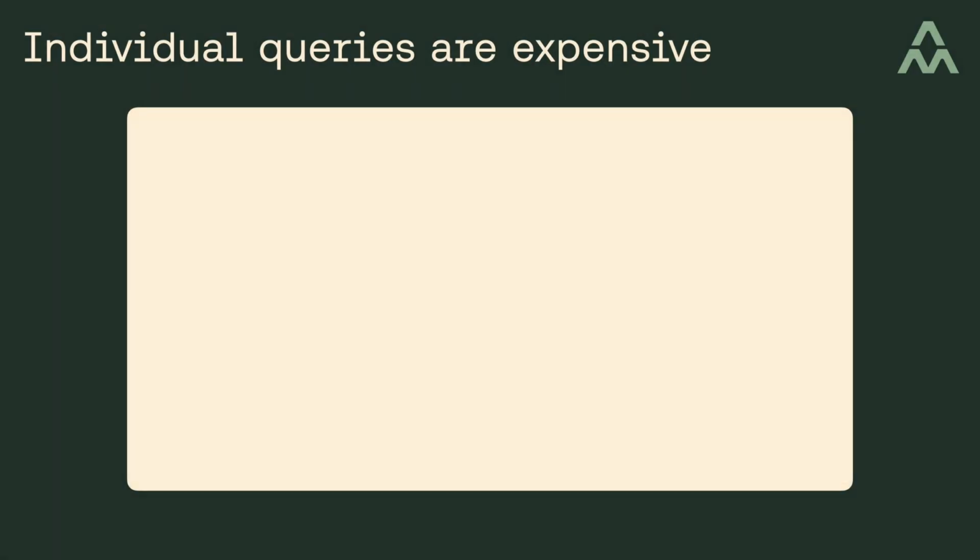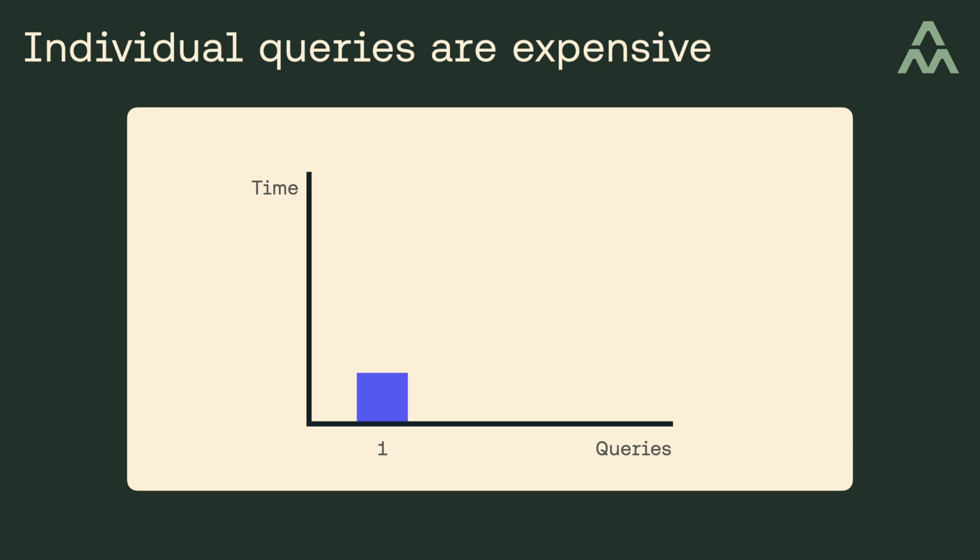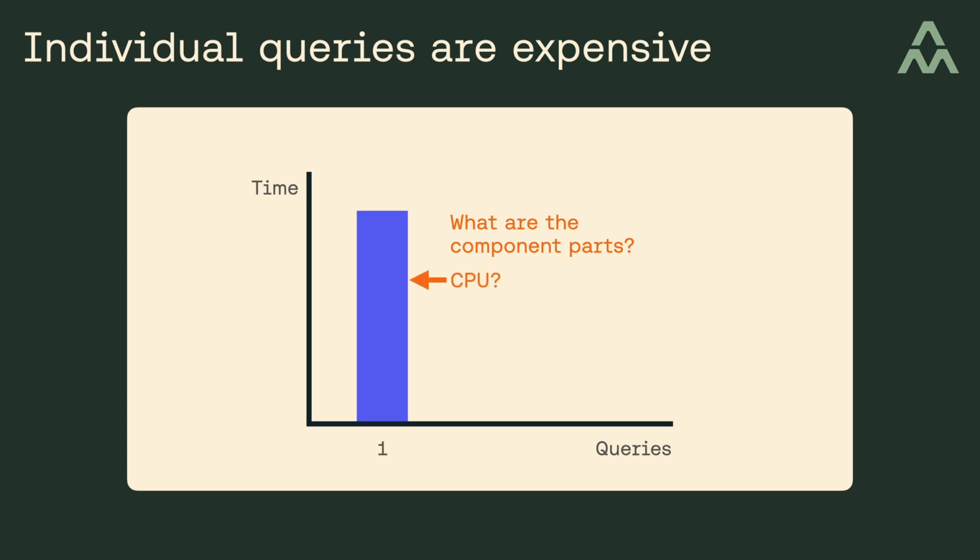Well, to answer this, I want to create a simple bar chart that represents the amount of time it takes to make a single database query and return its response. Okay, so what are the component parts that make up this bar chart? In other words, how much of the total query time is spent on CPU time, and how much is disk I/O and network I/O?